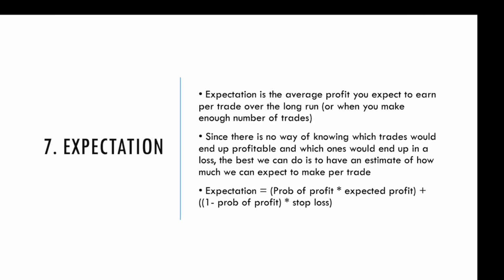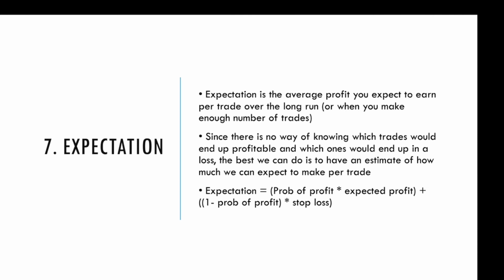Once you have the number of trades in place, all that is left to do is take the expectation and calculate the expected profit and loss of the strategy. So, what is expectation? Expectation is simply the average profit you expect to earn per trade over the long run. Now, it would be nice to know which trades are going to be in your favor or not, but since there is no way of knowing which trades would end up in a profit and which ones would end up in a loss, the best we can do is to have an estimate of how much we can expect to make per trade. The expectation can simply be calculated by using the given formula.